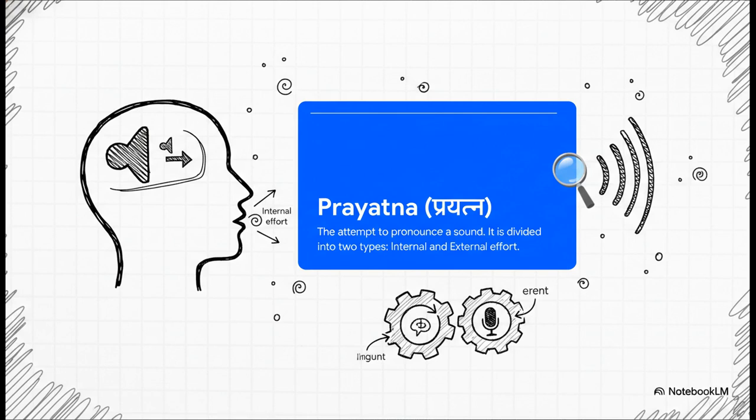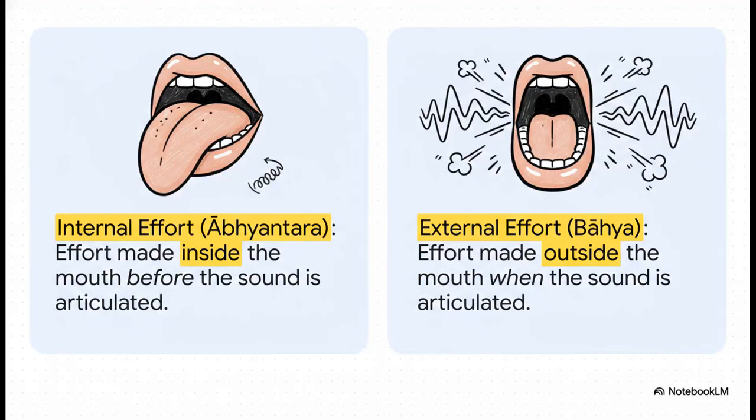So prayatna is all about the specific action you take to make a sound. And this gets broken down even further into two types, internal effort and external effort. So what's the difference between what's happening inside the mouth versus outside? Let's take a look. Okay, here's a good way to think about it. Internal effort, or abhyantara, is like everything that happens before a sound actually comes out. It's the position of your tongue, the shape of your mouth, it's the prep work.